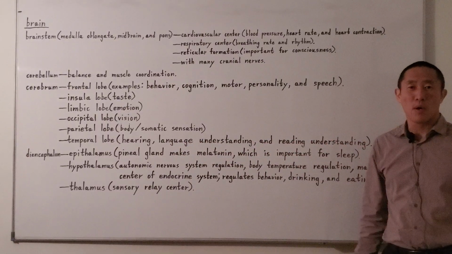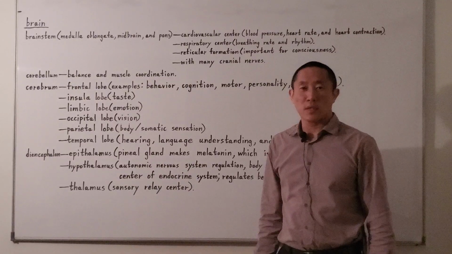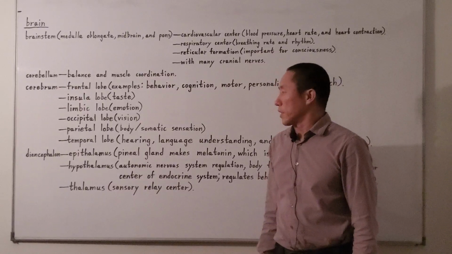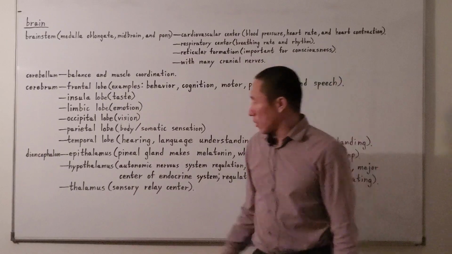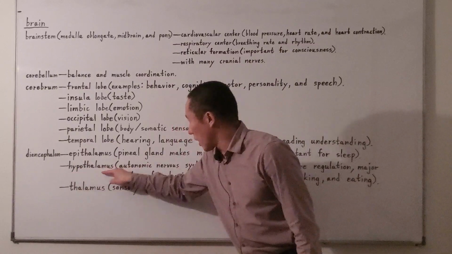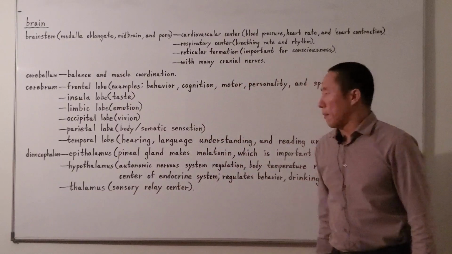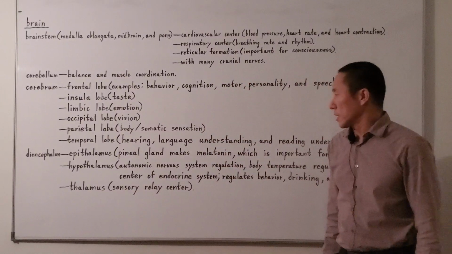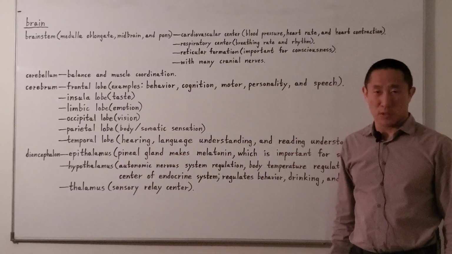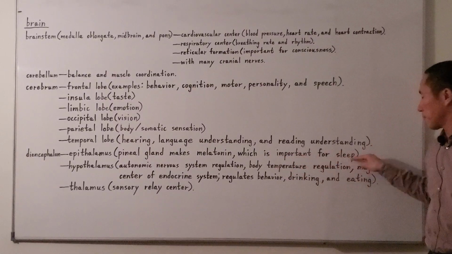Now, for the diencephalon, we only talk about some of the structures in the diencephalon. Now here we talk about the epithalamus, the hypothalamus, and also the thalamus. Now, the epithalamus contains the pineal gland, and pineal gland makes melatonin. Now, melatonin is important for sleep.